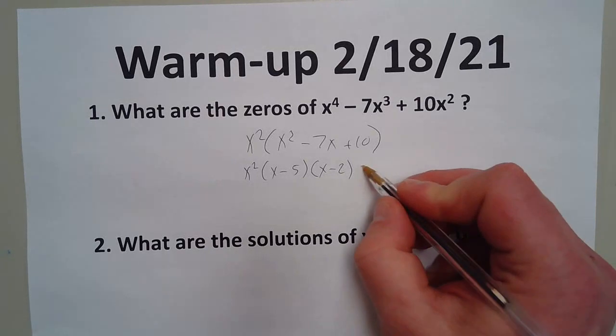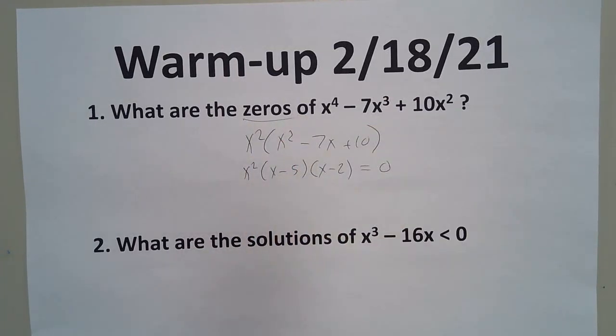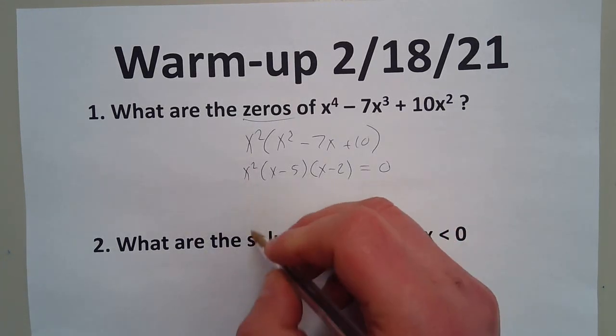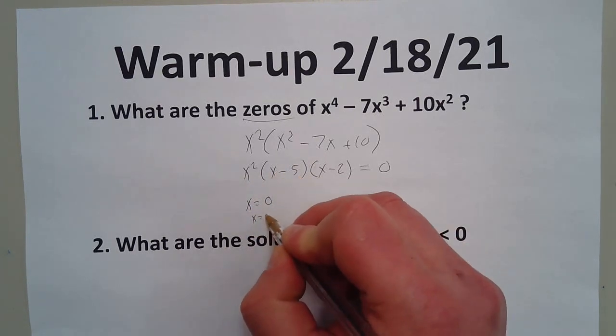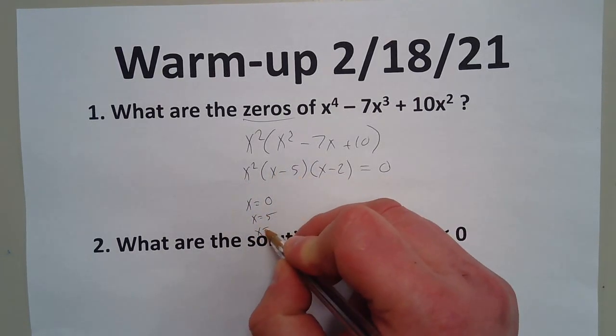And since the question is, what values make this 0? What are the zeros? Now we just have to look at it, since it's in factored form, and say, what numbers would make each part equal 0? So our zeros are going to be 0, 5, and 2.